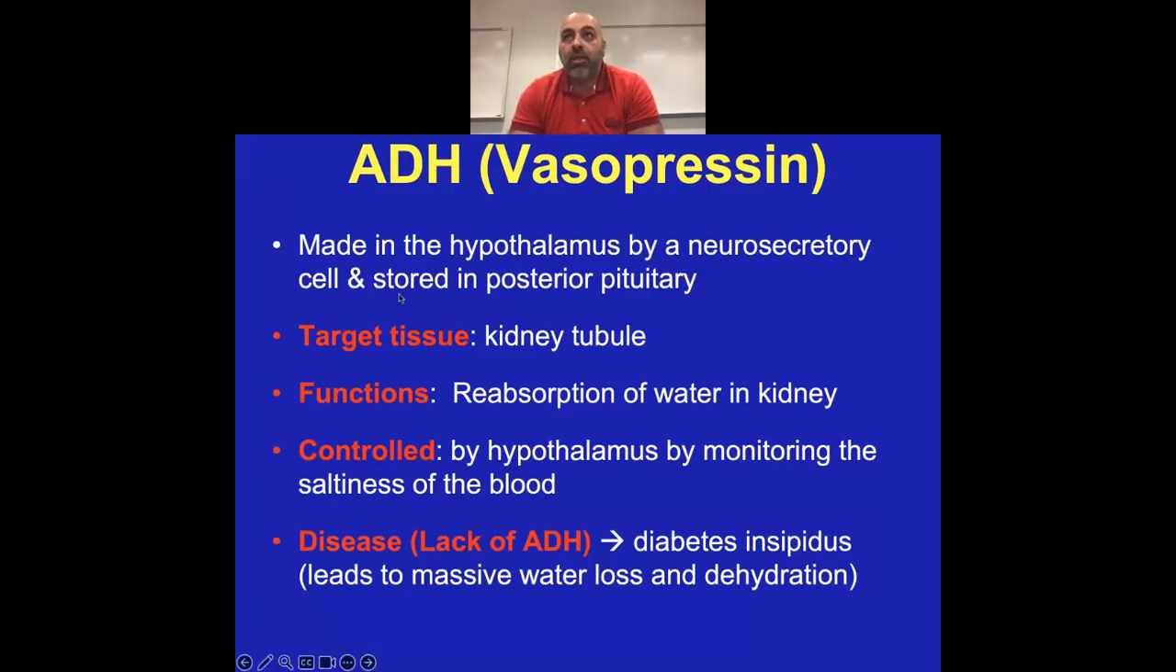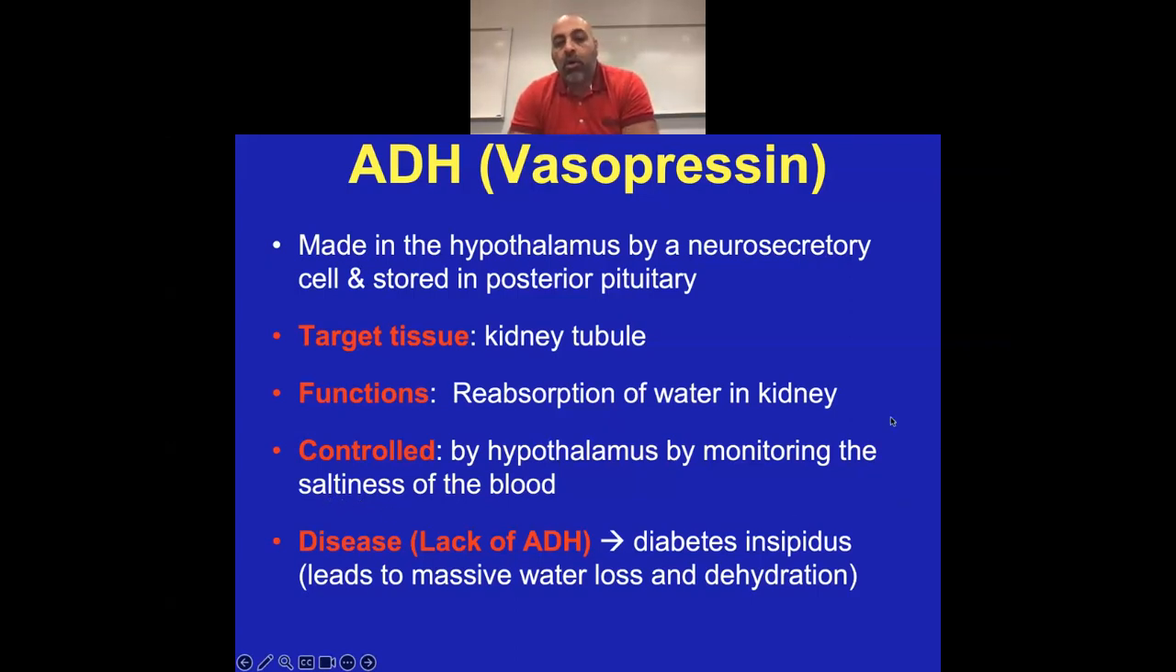ADH, also known as vasopressin, we talked about this, works on the nephron, the ascending loop of Henle, the DCT, and the collecting duct. It allows us to reabsorb water and would concentrate the urine or increase the osmolarity of the urine and decrease osmolarity of the blood. Who's controlling it? Hypothalamus. What is he measuring? Osmolarity or saltiness of the blood.